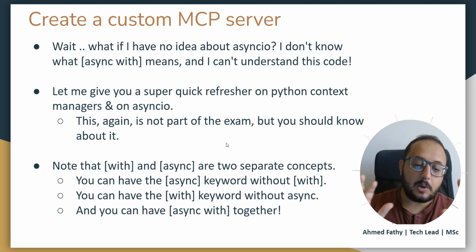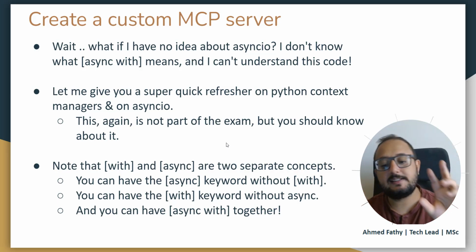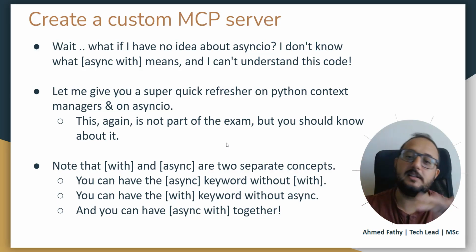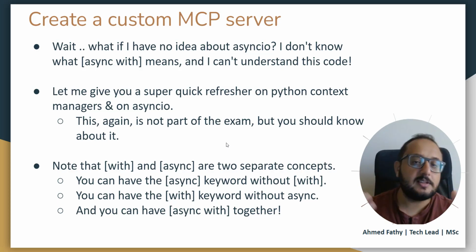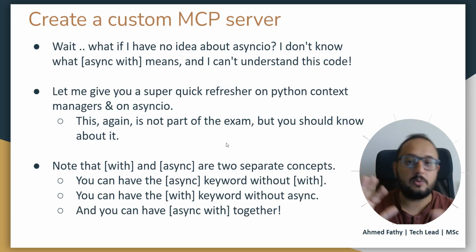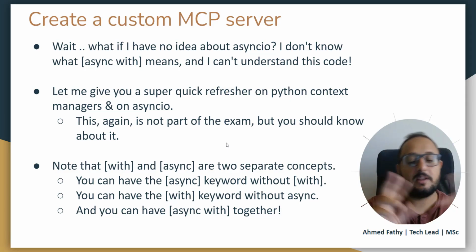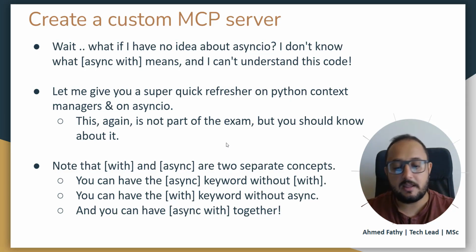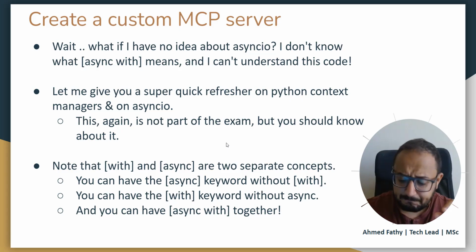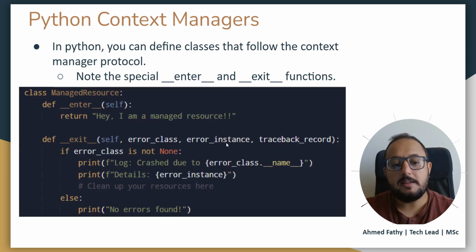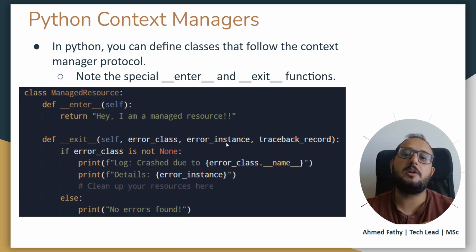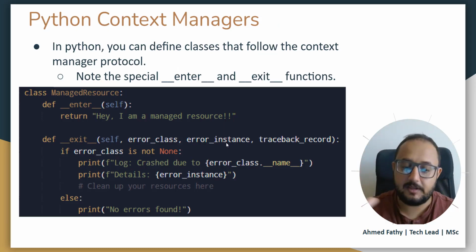So there is a with keyword and an async keyword, and those actually represent two different Python constructs. In some code bases, you can use async without with, you can use with without async, and you can use async with together. So let's actually cover each one separately. Let's talk about Python context managers. We are now covering the with part of the equation.